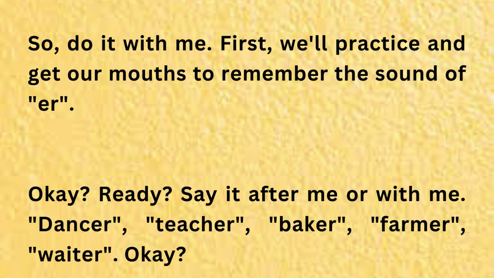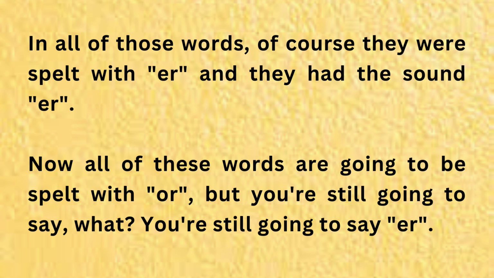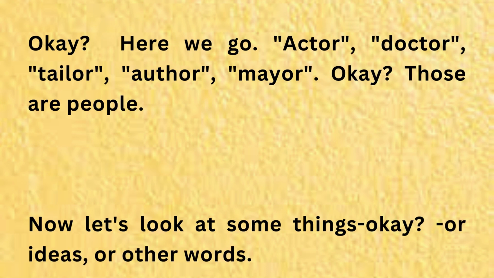Okay? So do it with me. First, we'll practice and get our mouths to remember the sound of "er". Okay? Ready? Say it after me or with me. Dancer, teacher, baker, farmer, waiter. Okay? In all of those words, of course, they were spelt with "er" and they had the sound "er". Now, all of these words are going to be spelt with "or", but you're still going to say what? You're still going to say "er". Okay?